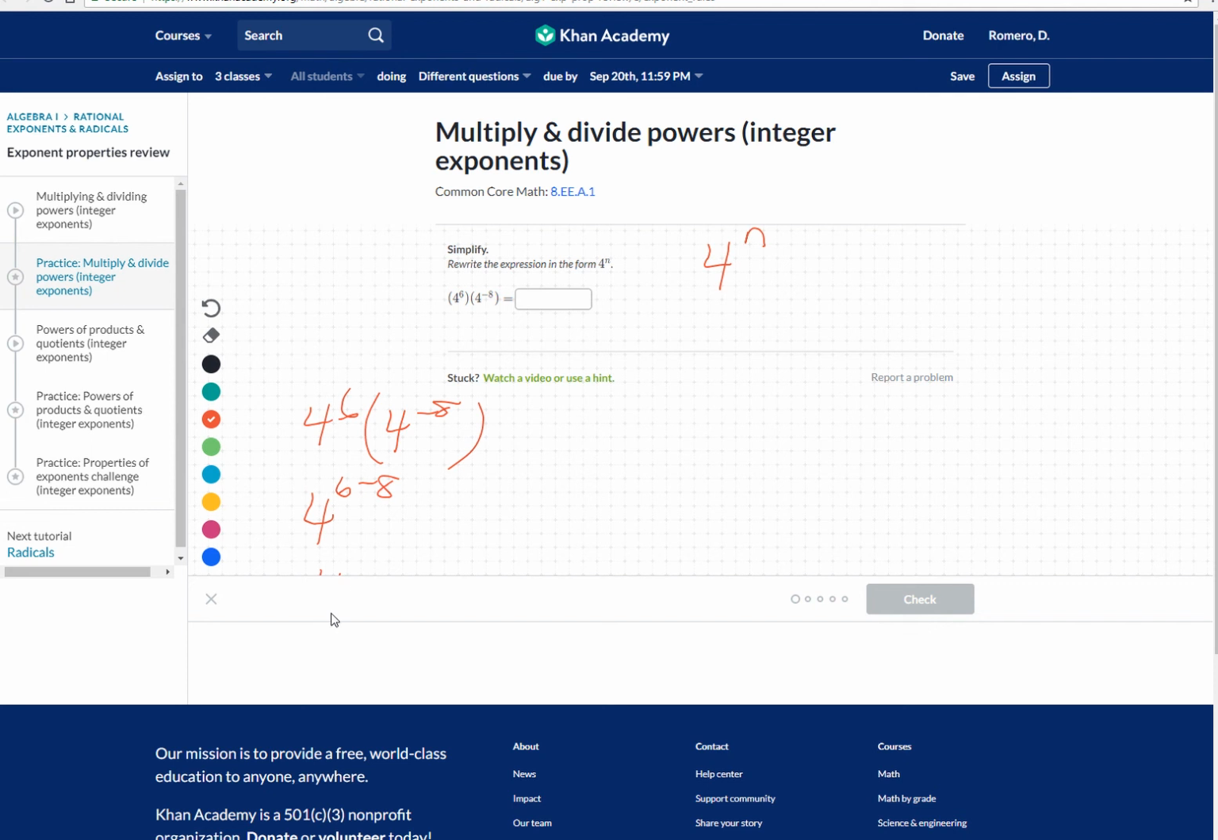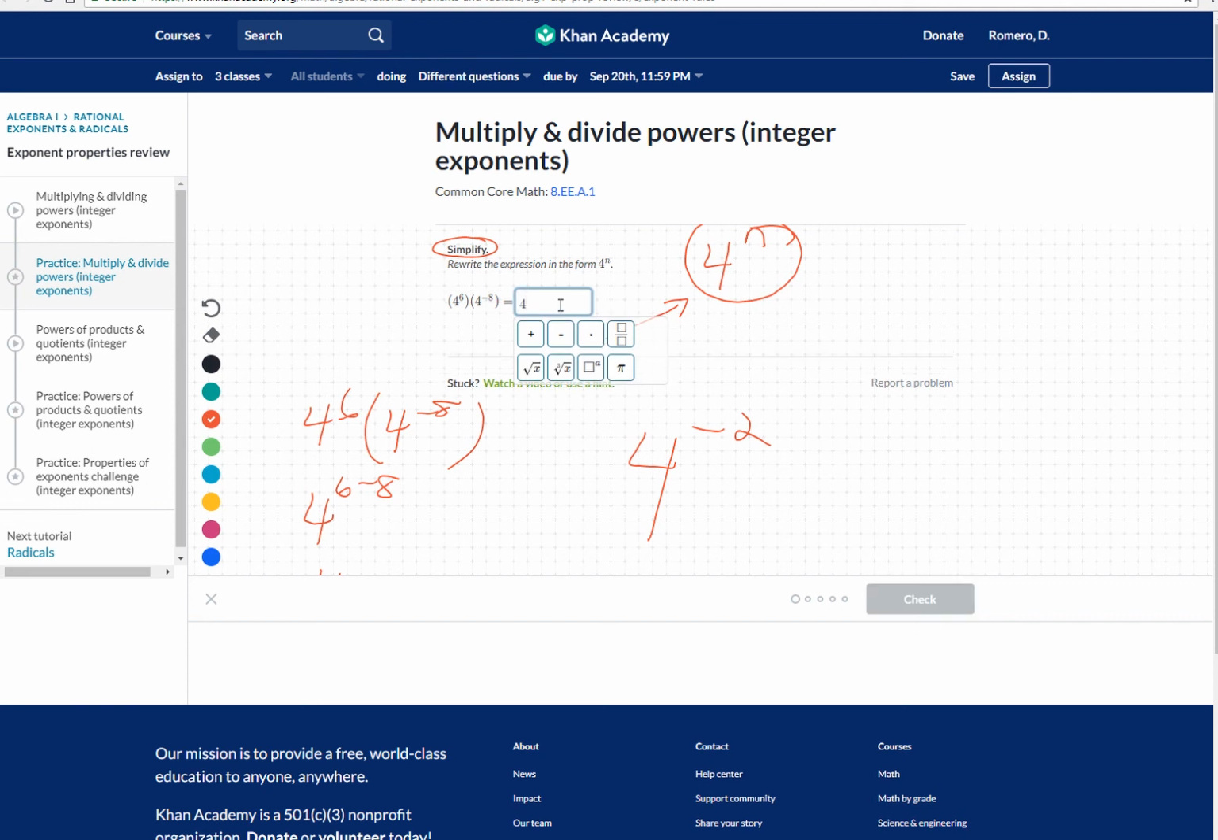6 minus 8 is negative 2. Yeah, so we get 4 to the negative 2. Is that in simplest form? No, it's not. Why? Because I have a negative exponent. But in this case, they gave me directions that supersede just simplifying. Yes, I was told to simplify, which is what I started to do, but they gave me directions beyond that, which says write it in this form. Like leave it as an exponential. So even though I'm not supposed to leave negative exponents, I'm going to do that here.